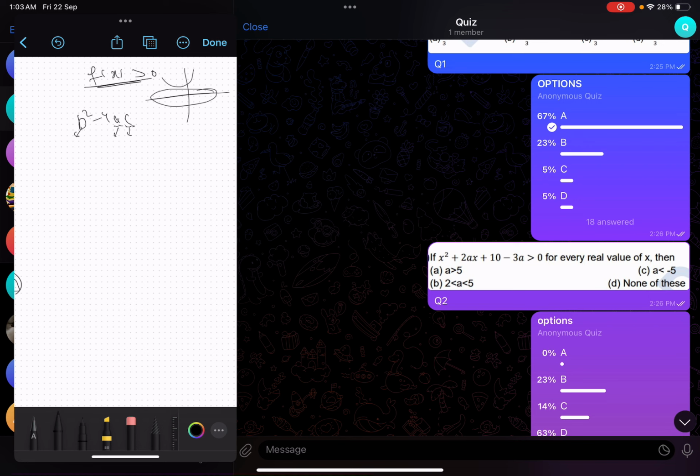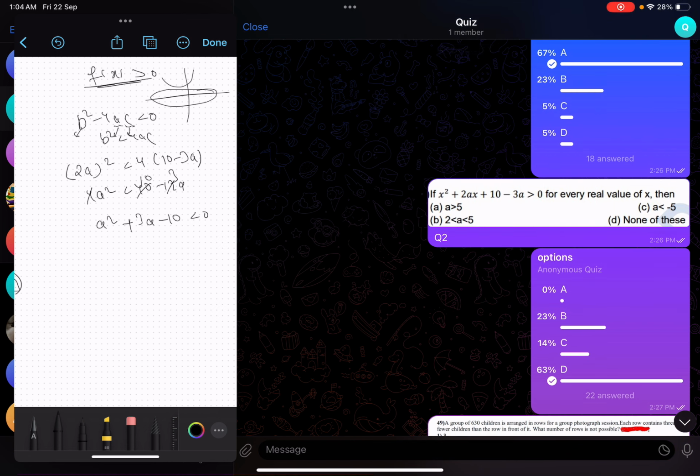So b square minus 4ac, where b is 2a, will be less than 0. So b square is less than 4ac, so 4a square less than 4 times, a is how much? a is 1, you can see that the coefficient of x square is 1, and c is 10 minus 3a. So 4a square less than 40 minus 12a, so cancel the 4's, a square plus 3a minus 10 less than 0.